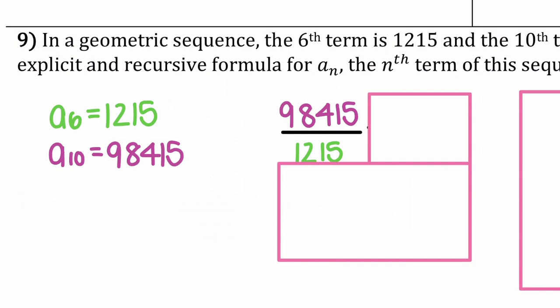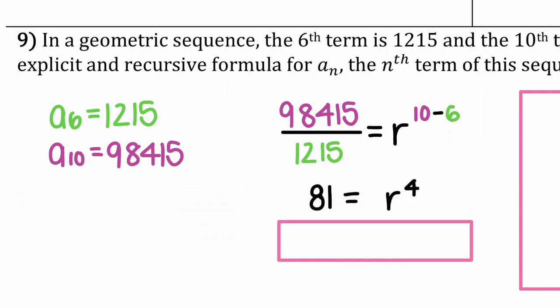So 98,415 divided by 1,215, and then we want to think to ourselves, how many times does the common ratio apply between the 6th and the 10th term? So that would be r to the power 4, or in other words, 10 minus 6. So once we do that, that's going to give us 81 equals r to the power 4. So once again, in English, it's saying from the 6th term to the 10th term, we multiply by 81.